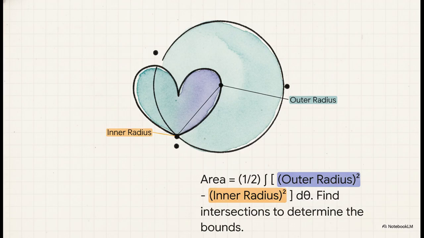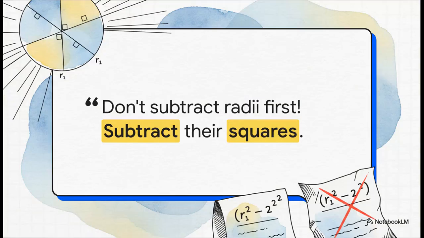And how do we find the bounds? Well, we need to find where the two curves cross paths, so you set their equations equal to each other and solve. Okay, stop. I need you to listen very carefully. This is the single biggest mistake students make on these problems, and I want you to avoid it. Do not subtract the two radii from each other and then square the result. That is completely wrong. You have to square each radius individually first and then subtract them. It's the difference of the squares. Please burn that into your brain.